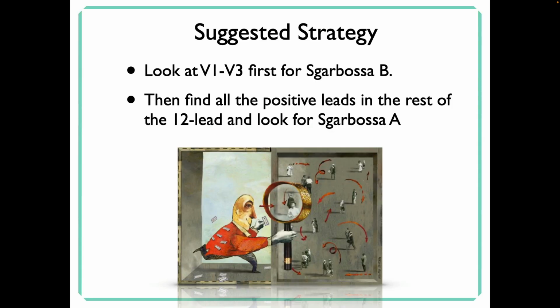Now, the way I like to do it, and this is just personal preference, I think it's easier to look for Sgarbossa B first. I don't care whether you look for it first or second. But Sgarbossa B is just look at V1 through V3, again in a left bundle branch block, it doesn't make sense otherwise. Look for Sgarbossa B, and then I find all the positive leads, all the uppies, circle them, and look for Sgarbossa A.